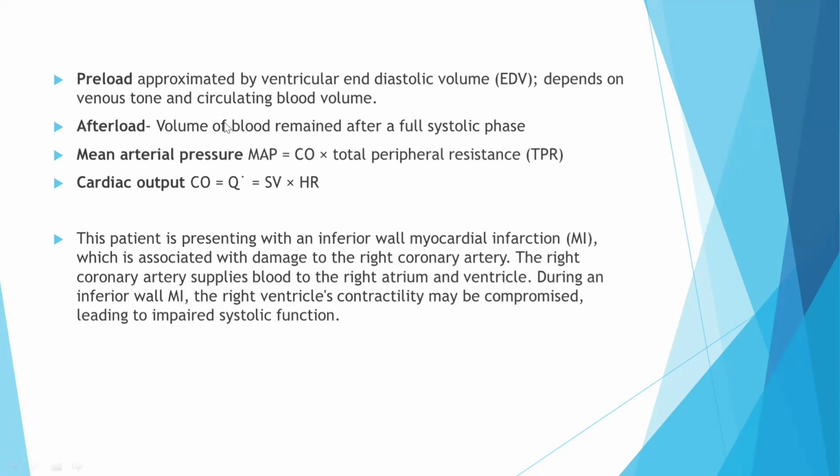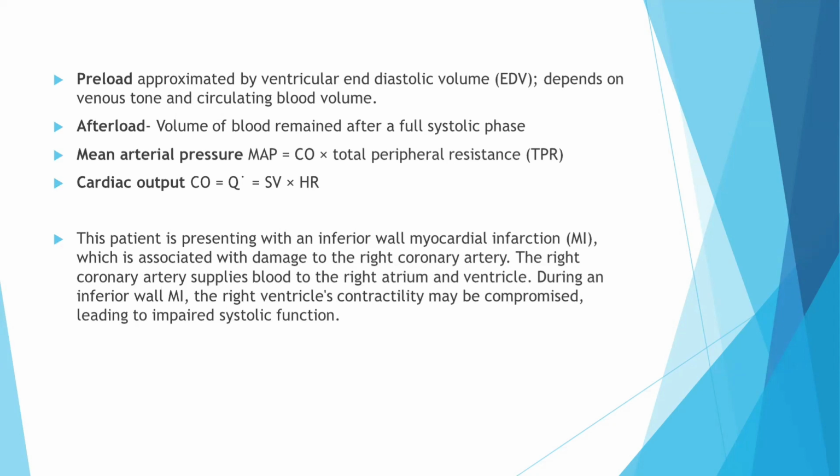It depends upon the venous tone and the circulating blood volume also. And what is afterload? Afterload is the volume of the blood remaining in the left ventricle after a full systolic phase, and that is called afterload. Now, mean arterial pressure equals cardiac output times total peripheral resistance. This is the simple physics we all know.